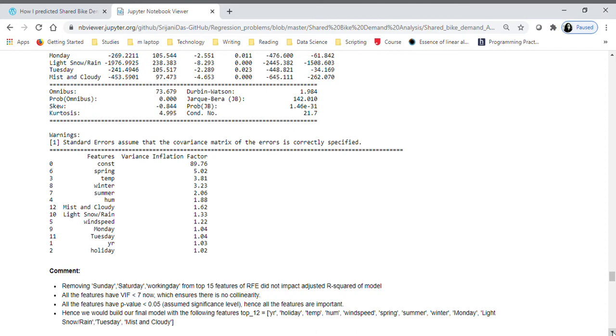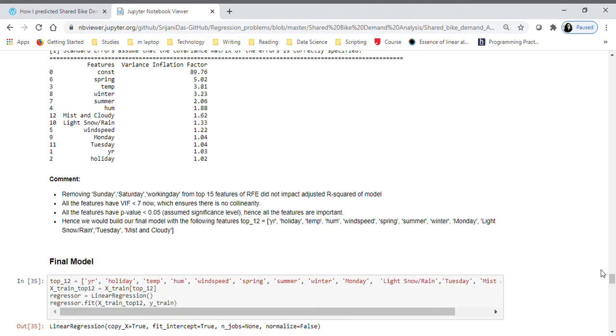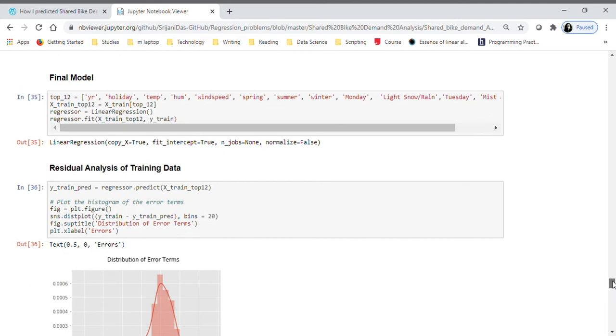So finally, we have ended up with the top 12 features, which are year, holiday, temp, humidity, wind speed, spring, summer, winter, Monday, light snow, rain, Tuesday, mist and cloudy. So this is our final model, since we already got the features.